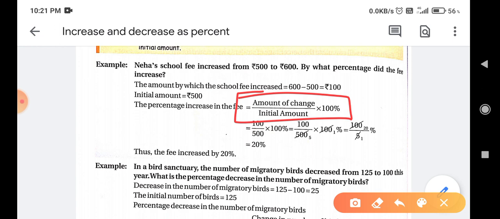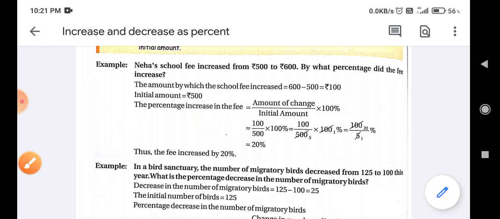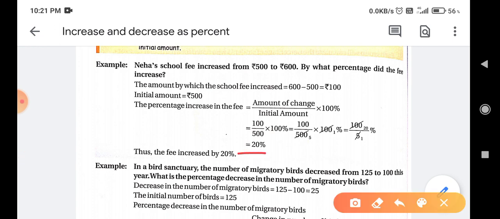Firstly we change it into a fraction, amount of change over initial amount. Then to change it into percentage, we multiply it by 100%. Then after putting the values and doing cancellation, we get 20%. So fees increased by 20%. This is the percentage increase in the fees.